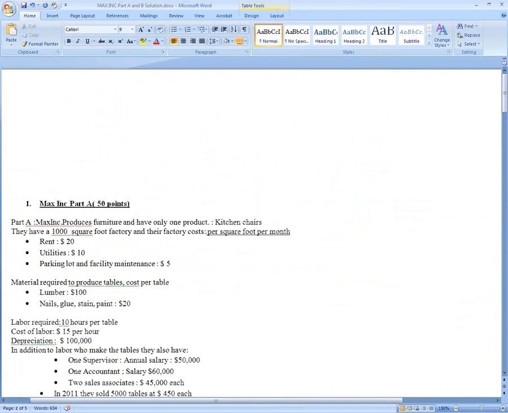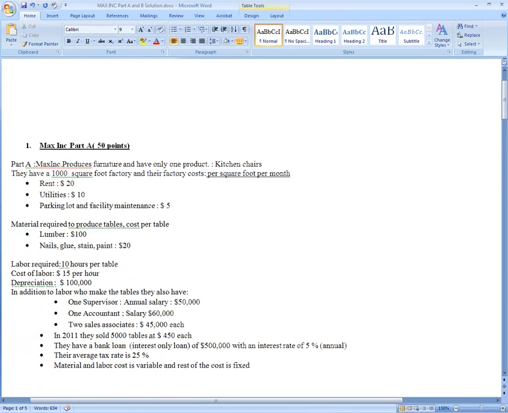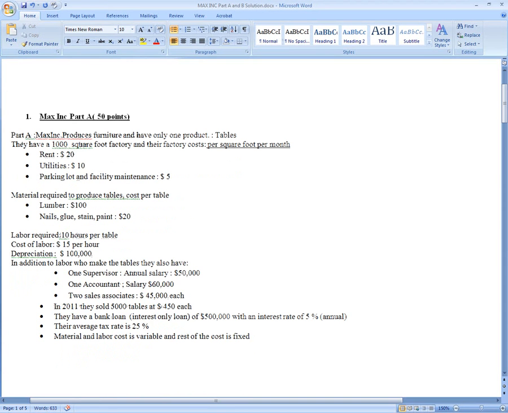I'm going to provide you with a solution for the break-even problem that was provided to you. This was the Max Inc. store where they were making tables. Okay, so the problem was that Max Inc.